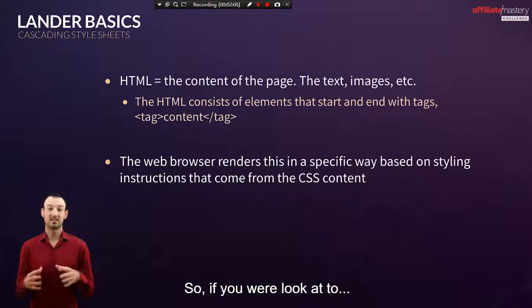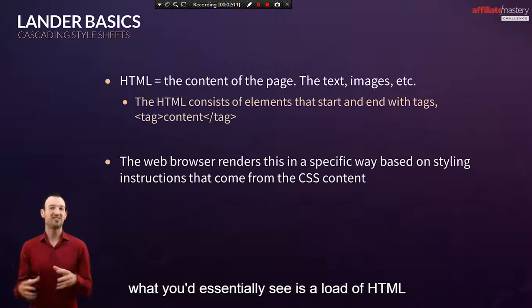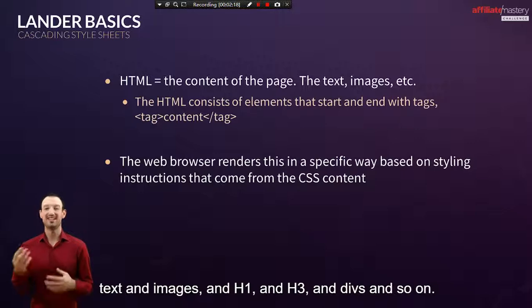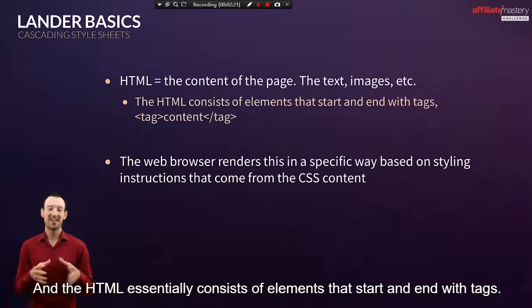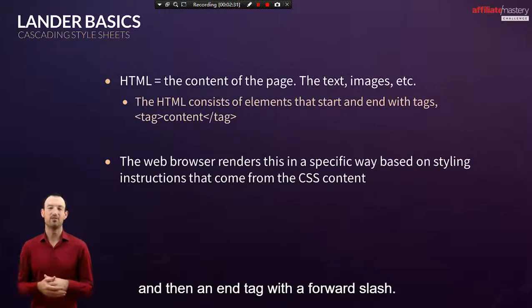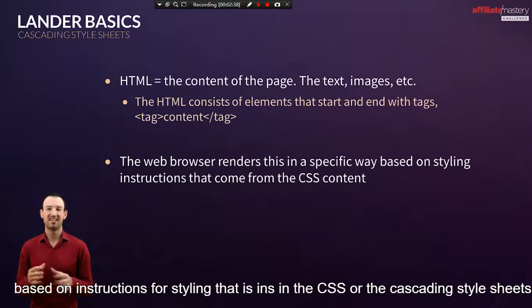So if you were to look at the source code of a web page, what you'd essentially see is a lot of HTML, and you'd have a lot of elements. So you'd have text and images, and H1 and H3 and divs and so on. And the HTML essentially consists of elements that start and end with tags. For example, a tag inside greater than and less than signs, and then an end tag with a /. Now, the web browser renders all of these elements in a specific way based on instructions for styling that is in the CSS, or the cascading style sheets.